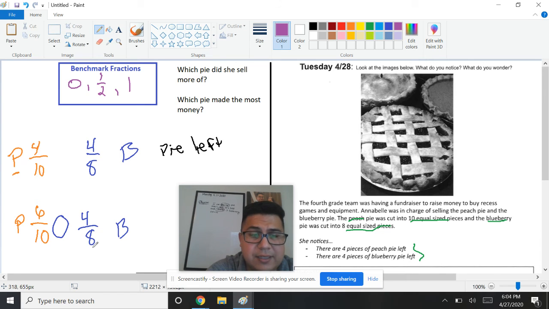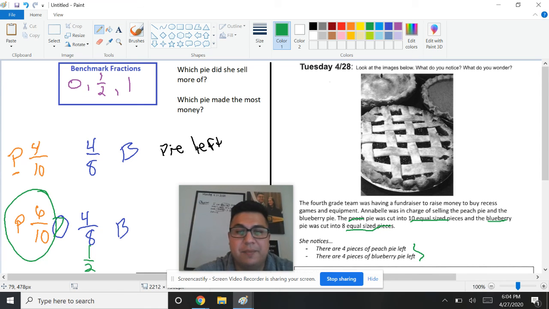When I look at 4/8, I know that half of 8 is 4. So that's exactly 1/2. So that already gives us our answer. 6/10 is greater than 4/8 because 4/8 is really 1/2. And we know that 6/10 is greater than 1/2. So can I answer my question now? Which pie did she sell more of? She sold more of the peach pie. She sold 6/10 of the peach pie.